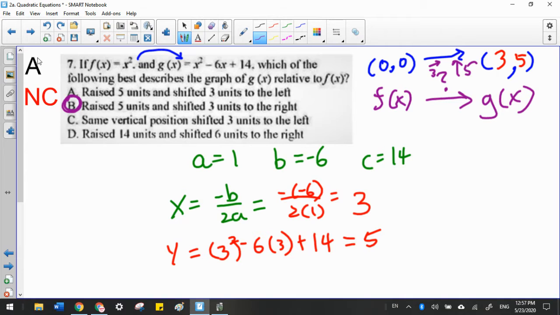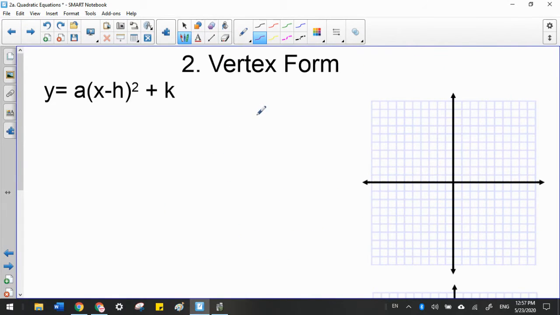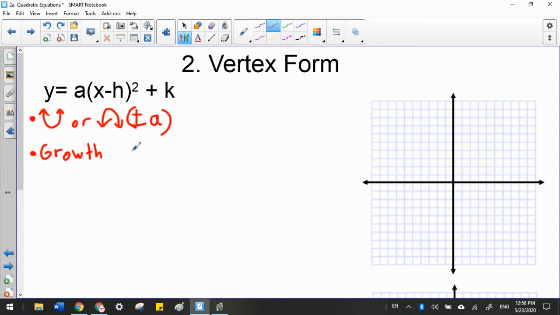And now we move on to the next form, which is going to be the vertex form. So the vertex form of quadratics is y equals a times x minus h in parentheses squared plus k. So this one looks very different from a standard form, and there are some similarities that the formulas give us, and there's some differences in what the formula gives us. So in terms of similarities, it still tells us whether it's going up or down based on the sign of A, and we can still figure out the growth rate, as in how steep or wide it is, based on the value of A.